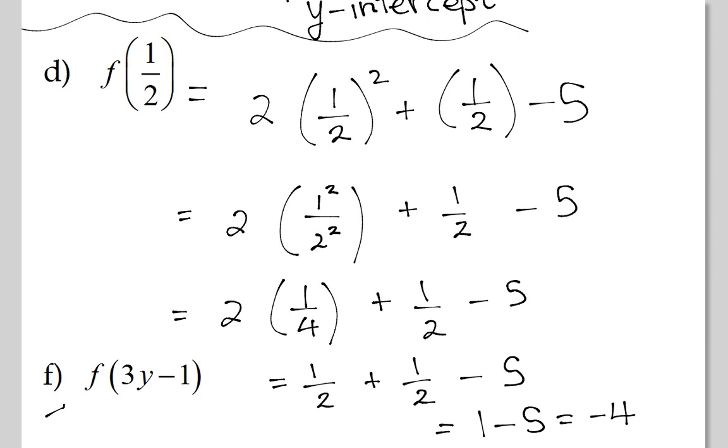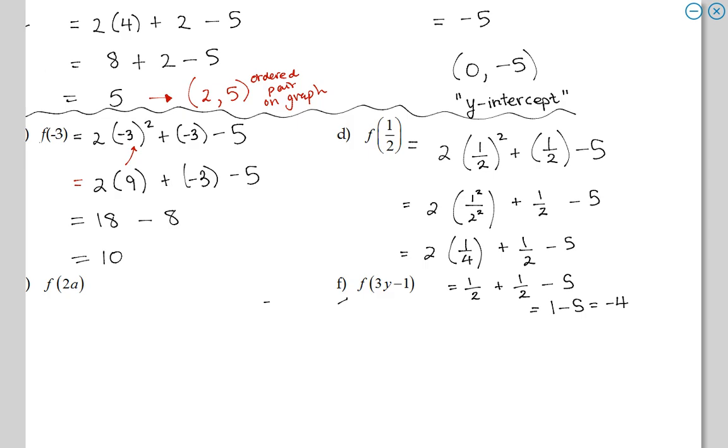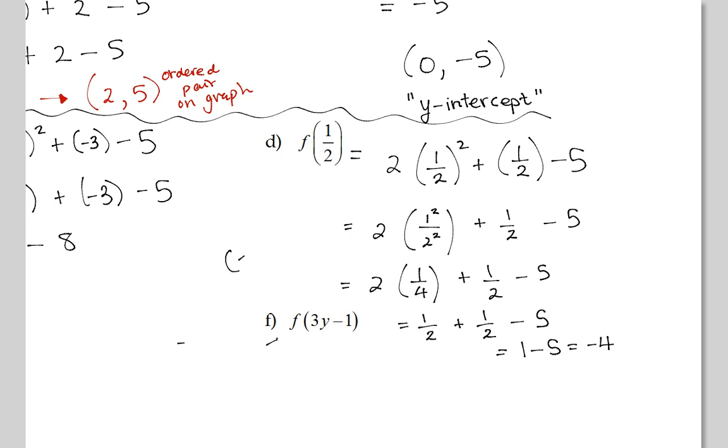Do you have a question? Oh, if x is a half, the y will be negative 4. Yeah. Okay, so for this one, you can put the ordered pair on the side here. Pardon me, 1/2, comma, negative 4. That would be the ordered pair.